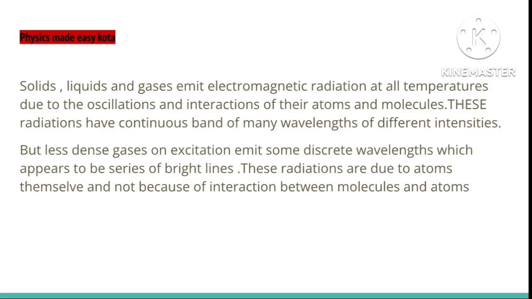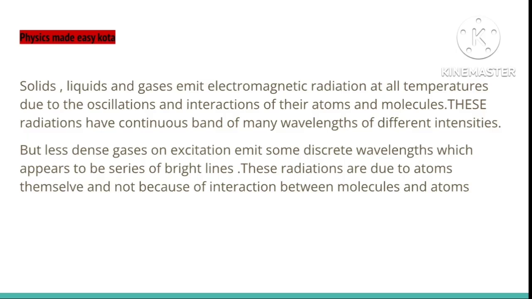Solids, liquids and gases emit electromagnetic radiation at all temperatures due to the oscillation and interaction of their atoms and molecules. These radiations have a continuous band of many wavelengths of different intensity, but less dense gases on excitation emit some clearly separate or specific wavelengths which appear as a series of bright lines. These radiations are due to the atoms themselves and not because of the interaction between atoms and molecules.